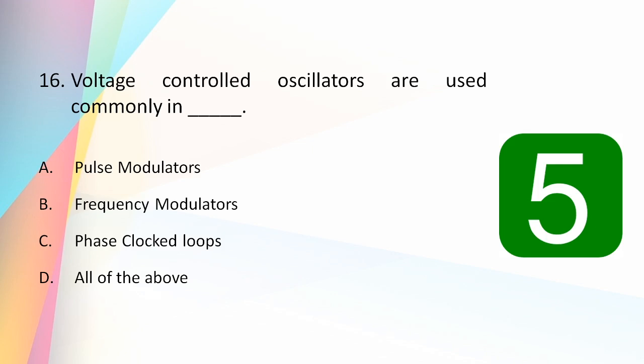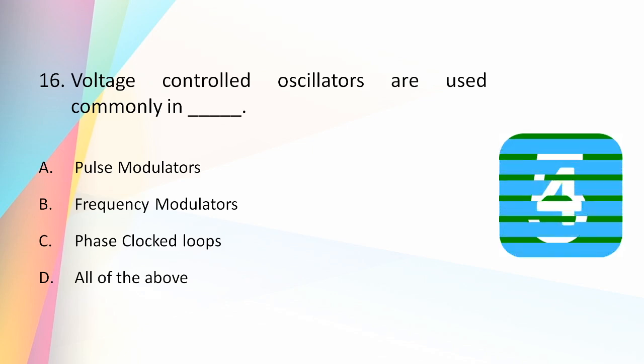Voltage controlled oscillators are used commonly in pulse modulators, frequency modulators, phase lock loops, all of the above. And here you go.